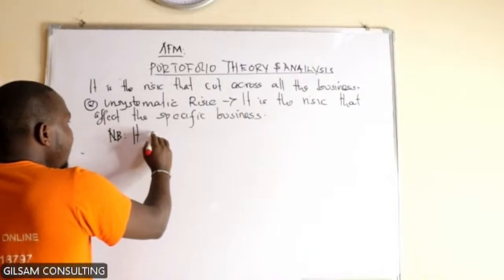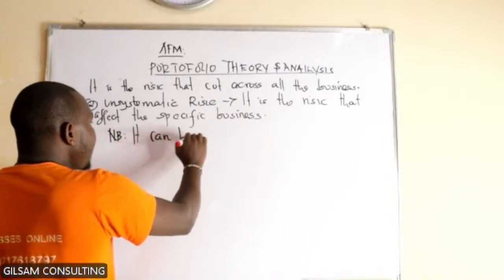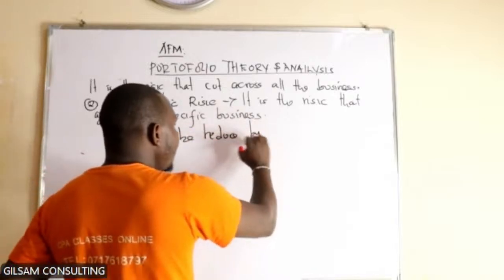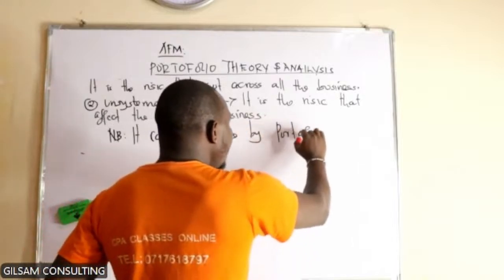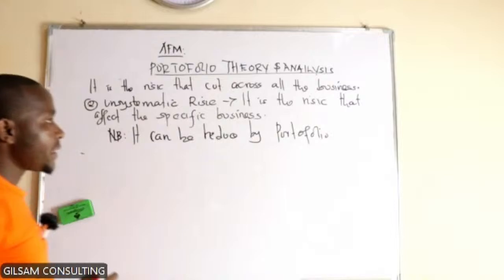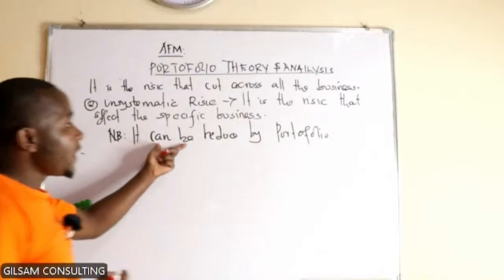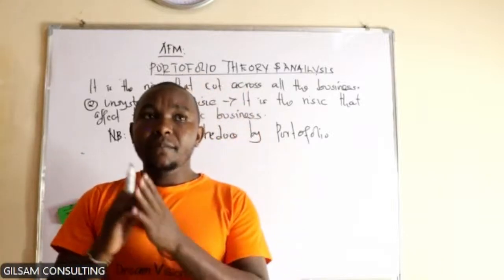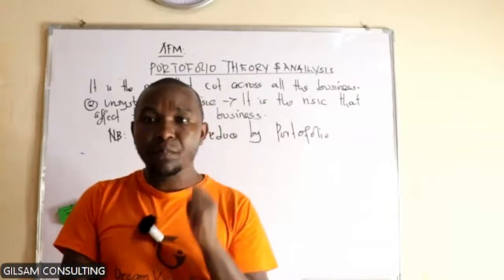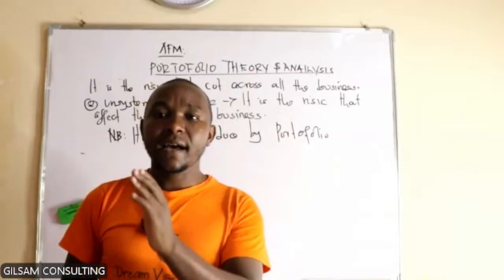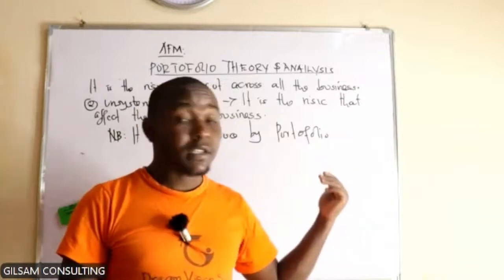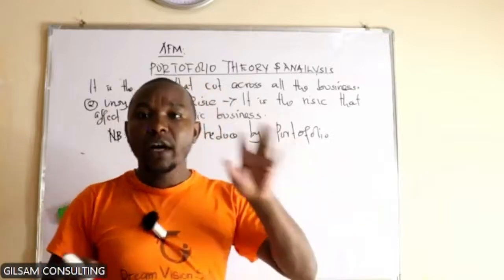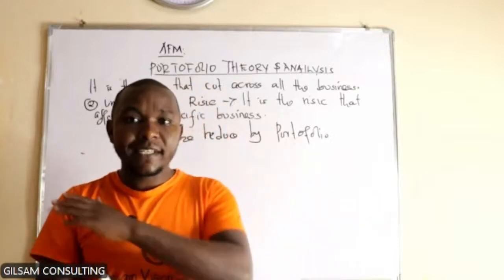Unsystematic risk can be reduced by a portfolio. It can be reduced by a portfolio because if the risk here is the high employee turnover, we can manage it. Maybe in company A there's high employee turnover, and in another company there's low employee turnover, so with the weights you can minimize this. But for systematic risk, you cannot reduce it by the portfolio because it affects everywhere.